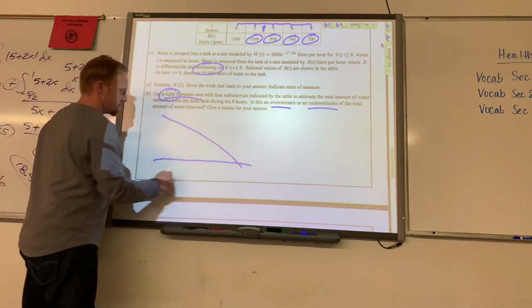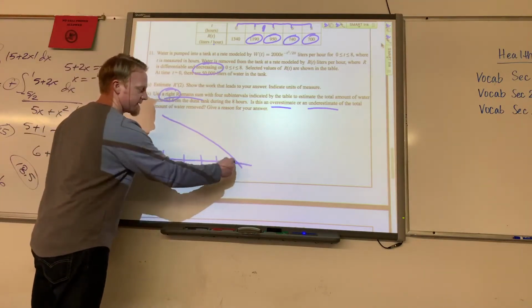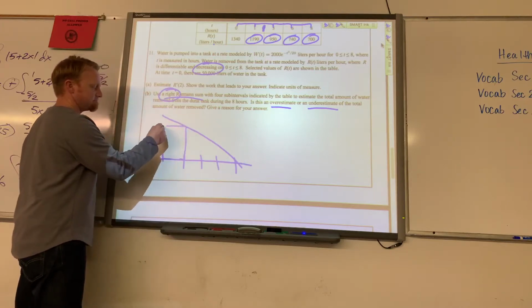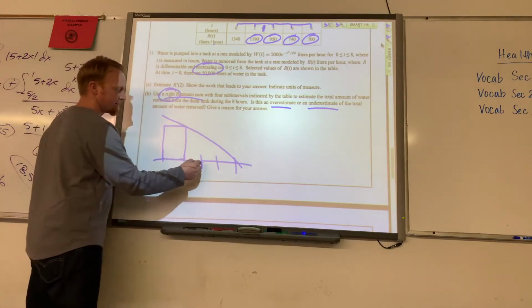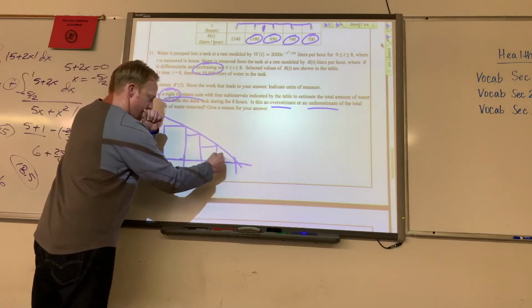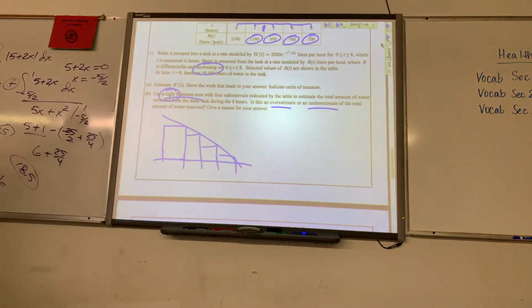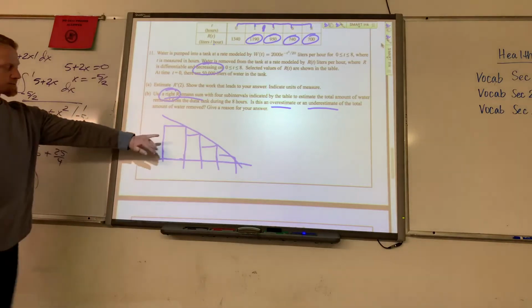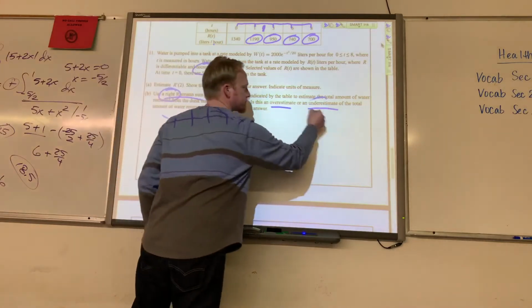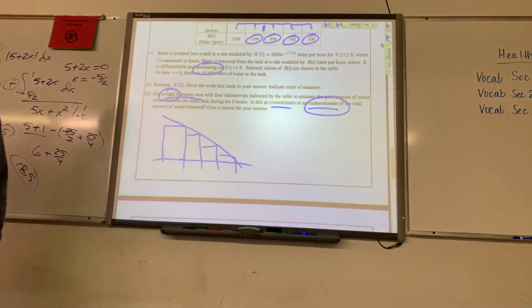So that means whenever I draw my rectangles, I'm always going up on the right side. So if I go up on the right side, I get a rectangle there. Up on the right side, and so on. So if you notice, each of these rectangles is underneath. Since it's underneath, that means it's an underestimate.